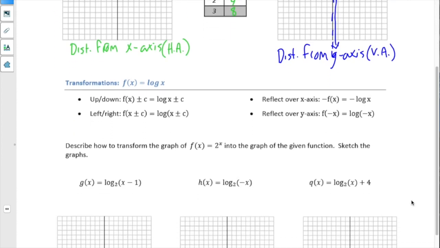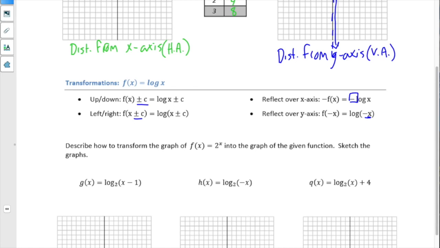So we have the exact same notations that we're used to. If you have an outside value, it moves it up and down. If you have an inside value, it moves it left and right, but remember it's backwards. Outside reflects over the x-axis, so a vertical reflection. Inside reflects over the y-axis or a horizontal reflection, all right?